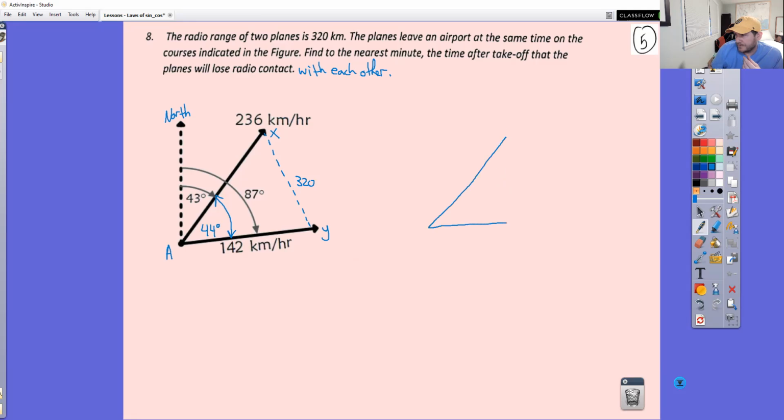So far, if we're redrawing this triangle, we know that we're looking for when this side becomes 320. We know that this is a 44-degree angle. What we don't actually know is the length of this side, because we don't know how much time will go by before this side grows to a distance of 320. But that's fine, because we're solving for time, and if time is in hours, then won't this side be modeled by 236 times time? Rate times time equals distance, right? So the length of this side would be the speed of the plane times the amount of time that's gone by. Same thing down here. It'd be 142 times time.